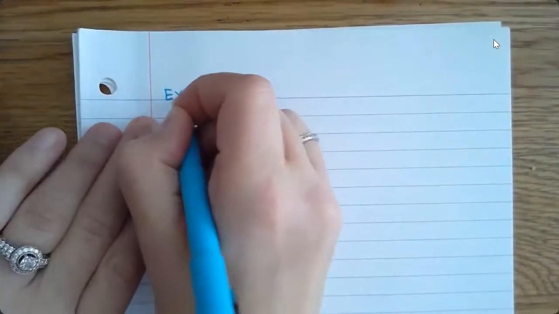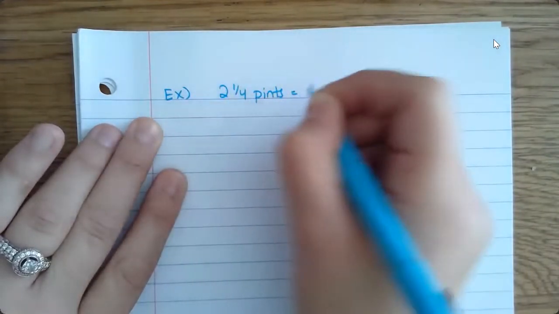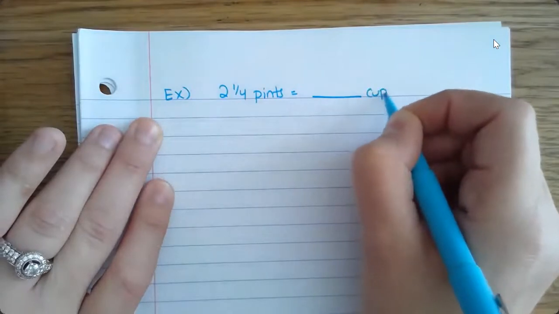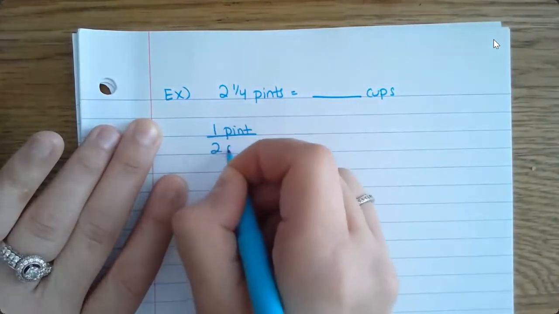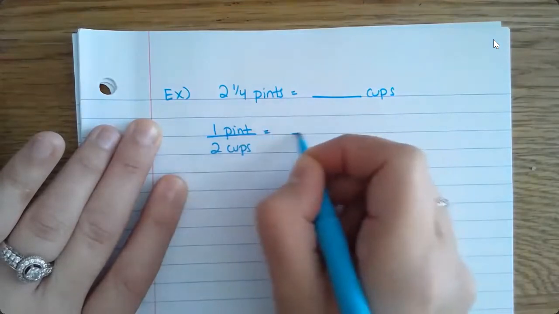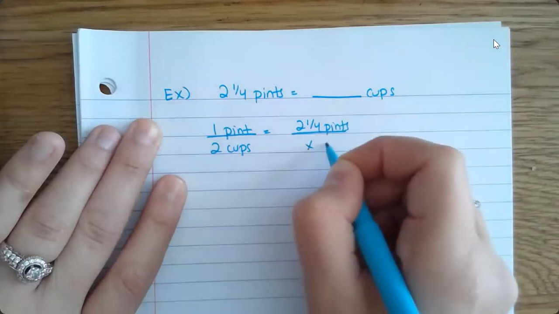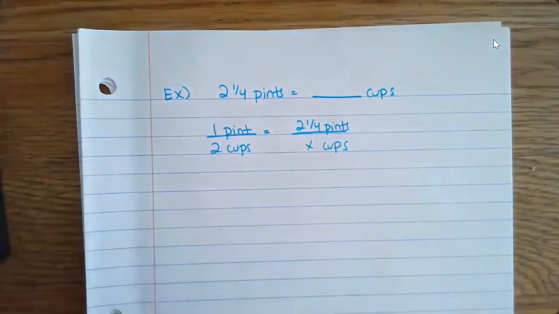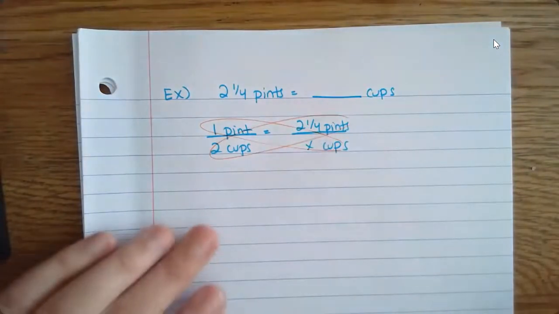Okay, I'm going to go to the next page, do a couple more. Two and 1/4 pints equals blank cups. I do know that 1 pint will give us 2 cups. So there's my known information. And over here, I have 2 and 1/4 pints and X cups. So even though I have a mixed number there, I'm not going to worry about it. I'm just going to cross multiply as usual.